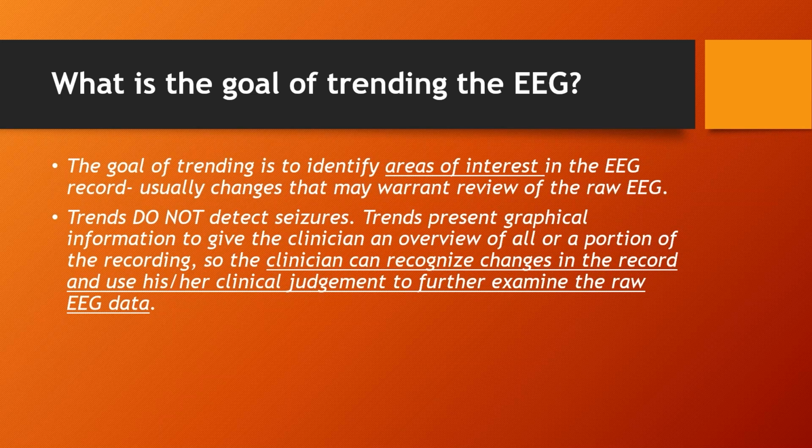And the clinician uses his or her own clinical judgment and expertise to go back to the raw EEG and make the determination of whether that's a seizure or not. So that's critically important for you to remember. Even if I slip up and I say it wrong, we're really just identifying changes in the EEG.